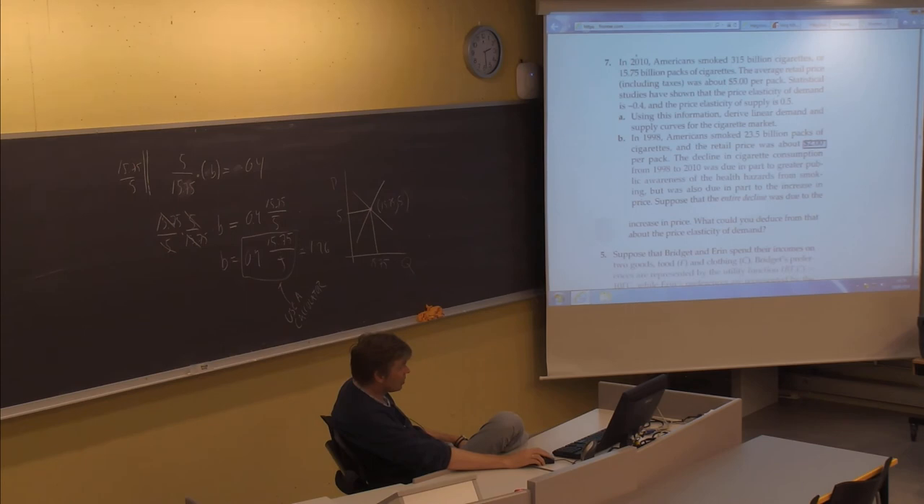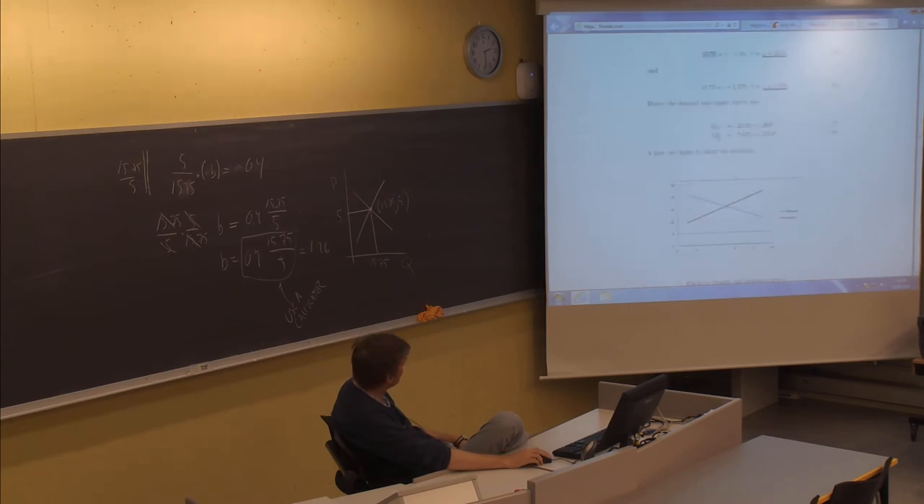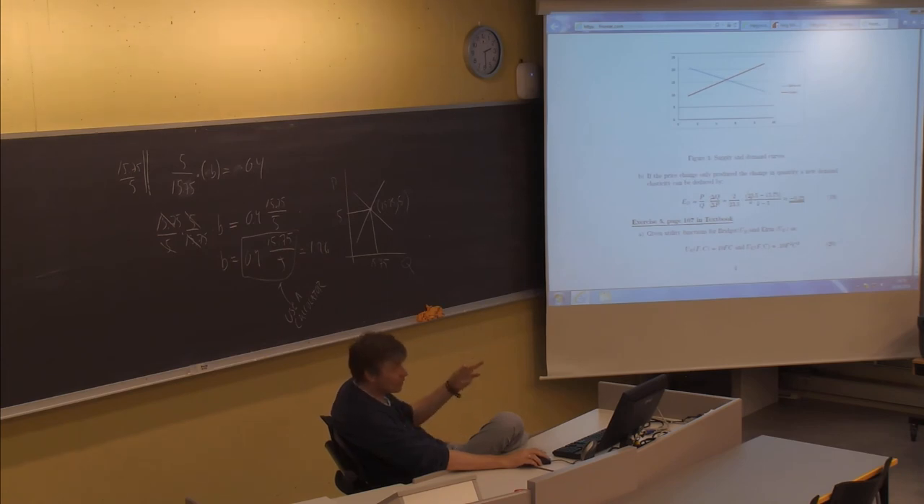Now let's look at how I did this in the solution. If the price change only produced the change in quantity, a new demand elasticity can be deduced, okay? Because now we suddenly have a given price point, a price of $2 per pack and a quantity of 23.5, but we also have the information we need related to the discrete version, because we now suddenly have 2 points where we can make these differences.